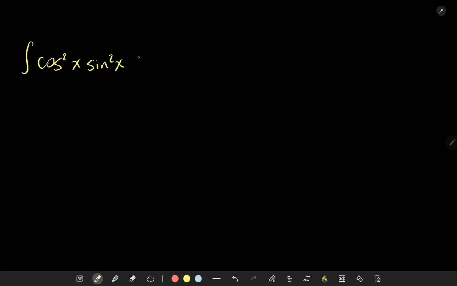Okay, so now we're going to throw a sine squared into it. So what do we do? Well, still the same thing. You just replace this one with 1/2 of 1 plus cosine of 2x.